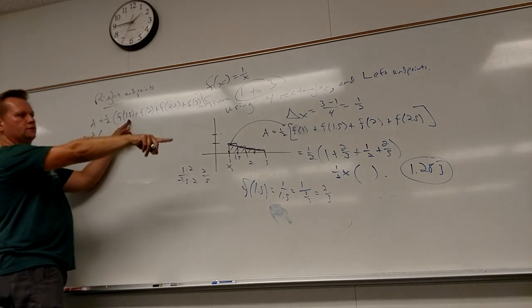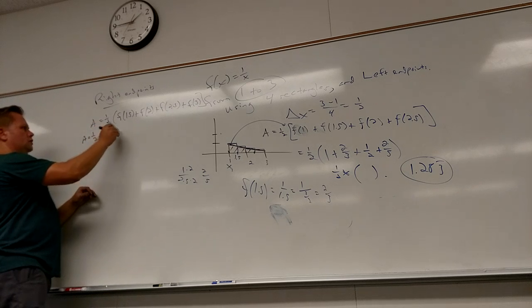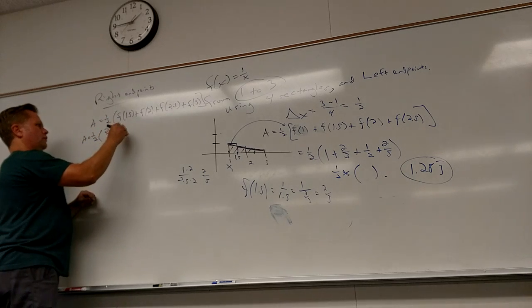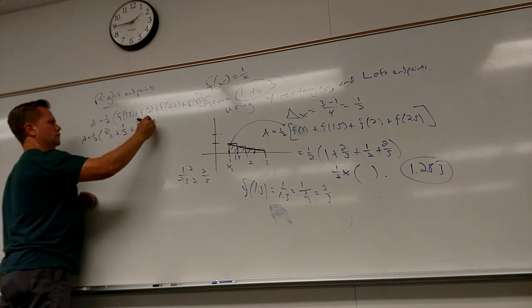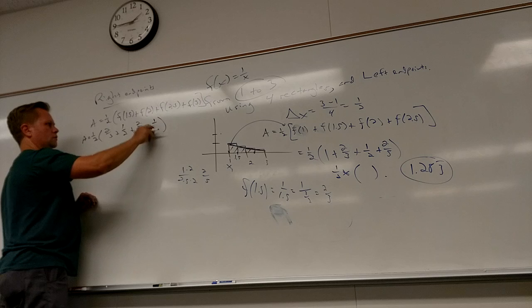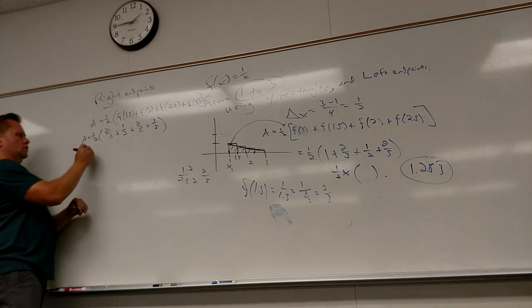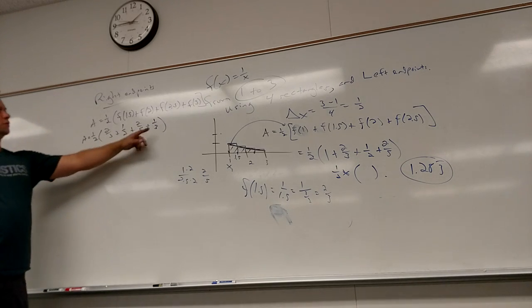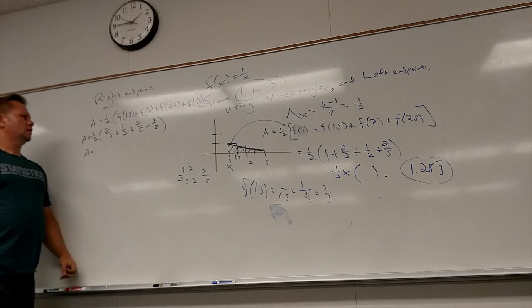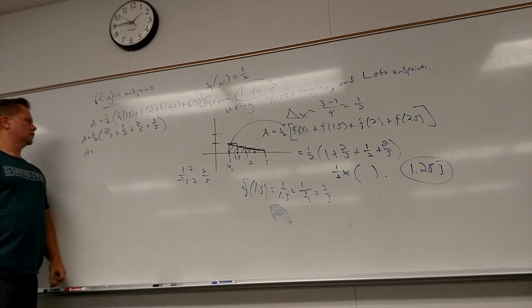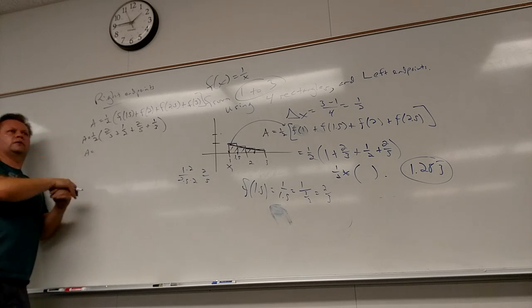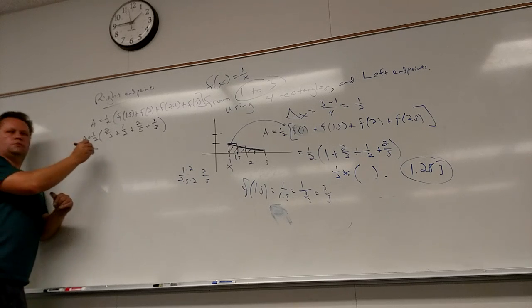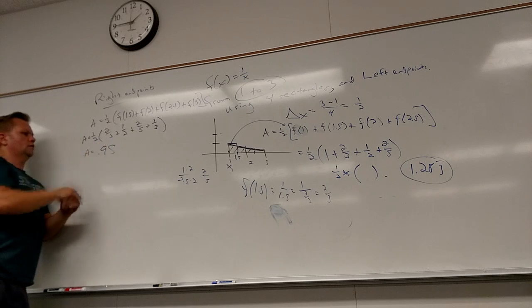You've already got these figured out. 2/3 plus 1/2 plus 2/5. Now I just got to do f of 3, which is just 1/3. So you get 1 plus 9/10. 1.9 divided by 2 is 0.95, yeah, thank you.